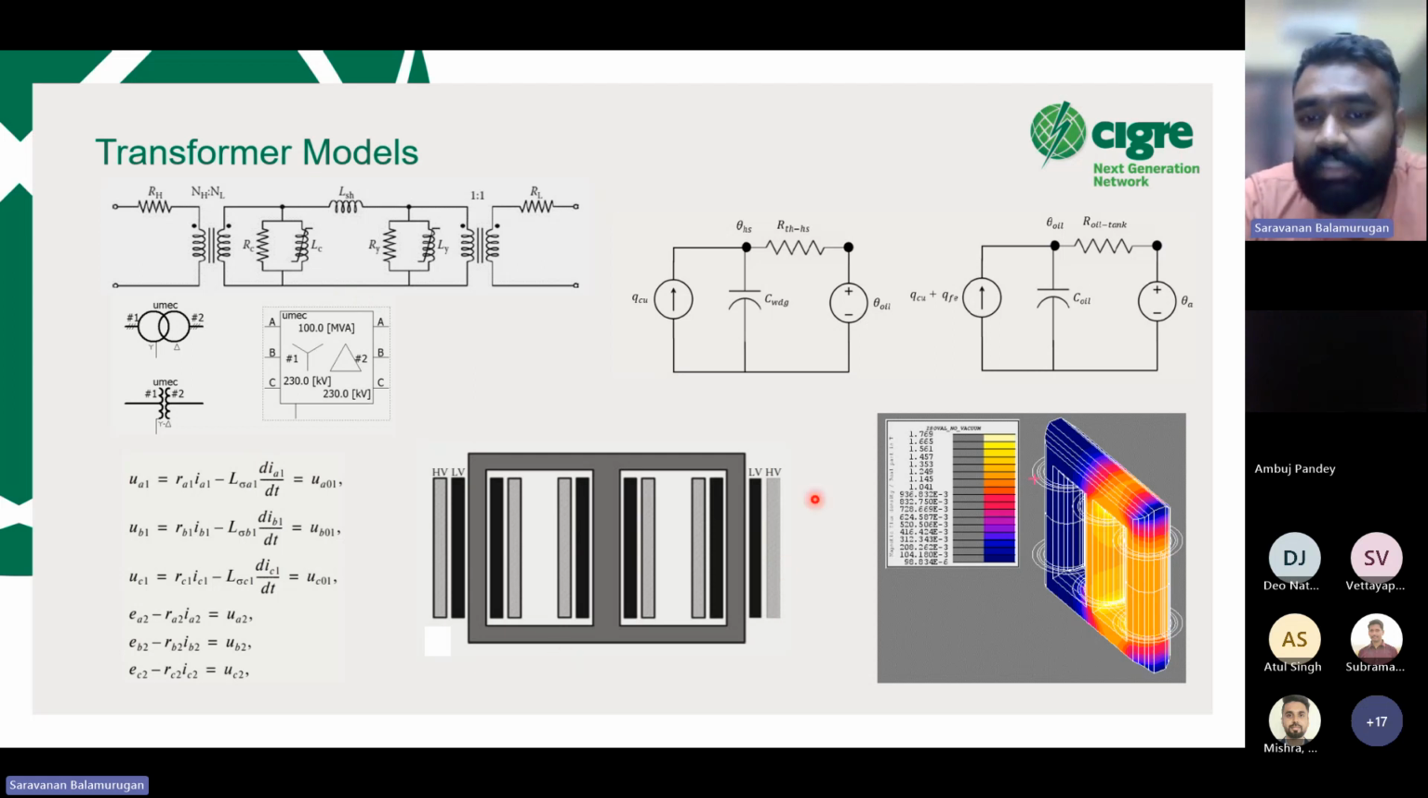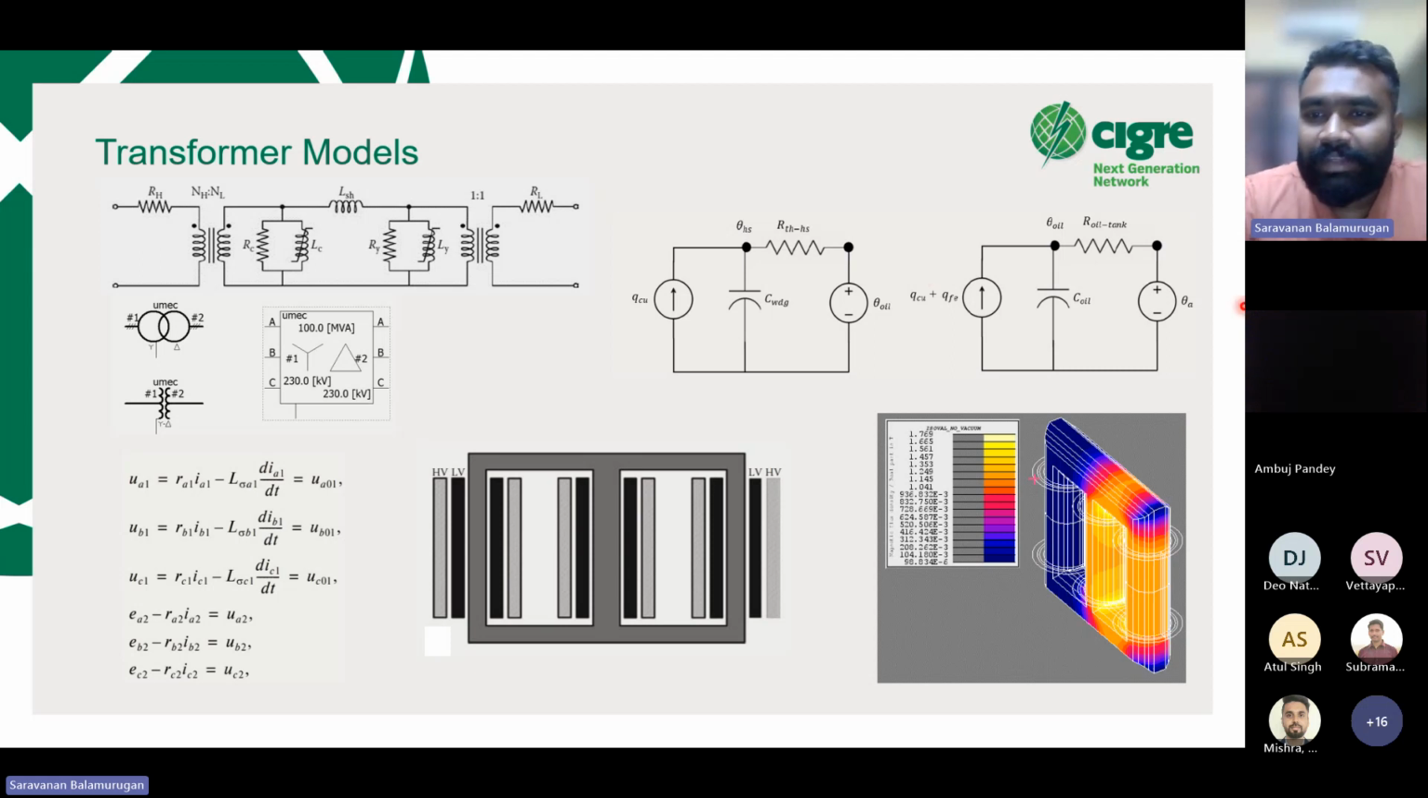You're going to have topology-based models, which give you the magnetic coupling and the magnetic linking between the different windings. You're going to have simple thermal models, which give you the top oil temperature and the hotspot temperature within the transformers, right? And all of these models are still being researched.